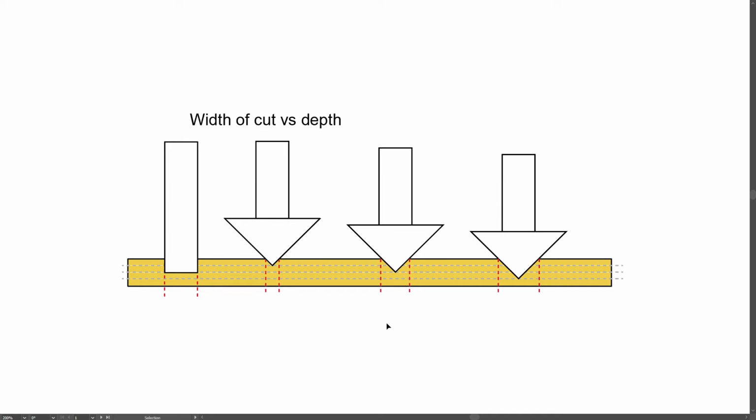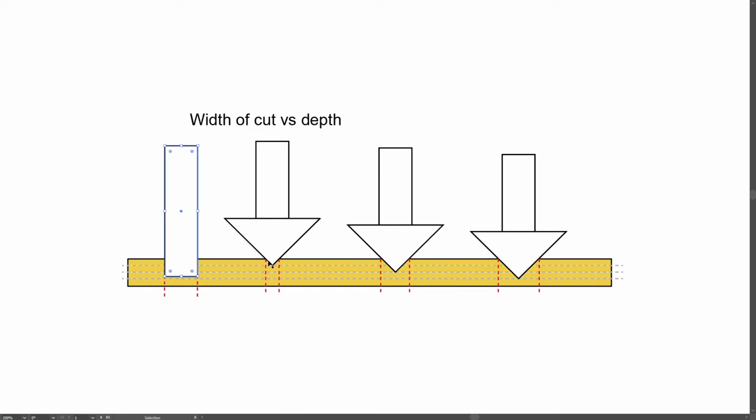The first is the width of the cut versus the depth of the cut. If you are using something like an end mill, it doesn't matter if your cut is 1mm deep or 10mm deep. Due to the nature of the bit, the width of the cut will be exactly the same no matter what the depth. Now when it comes to V-bits, it is a little bit different.